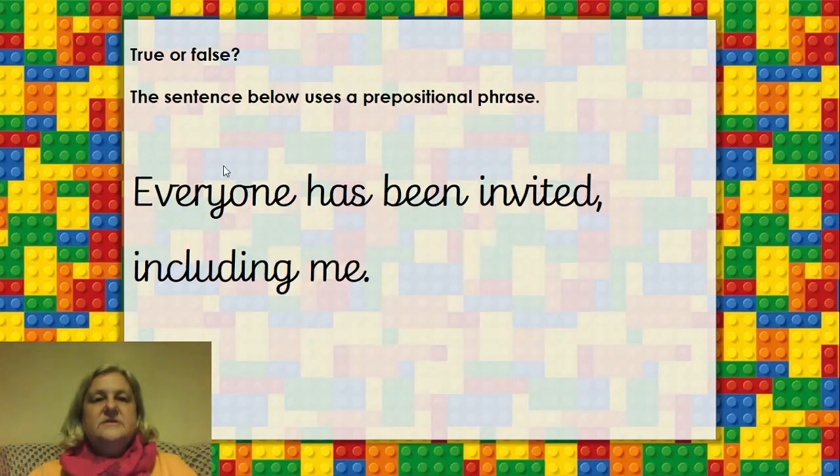Okay, this one uses a prepositional phrase. It said this sentence uses a prepositional phrase. So does it? So that's the first one. Is that true or false? So this sentence is, everyone has been invited, including me. Okay, everyone has been invited, including me. So you can pause the video, have a think about that one.